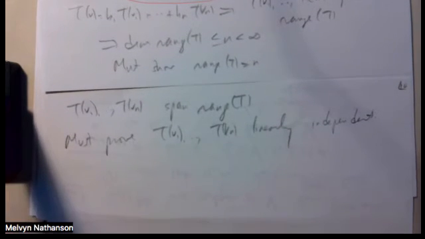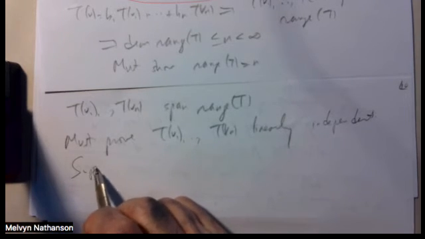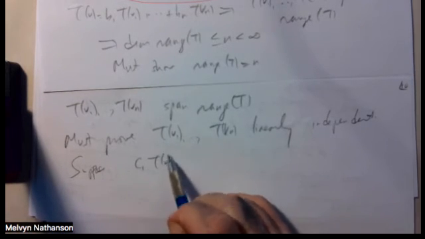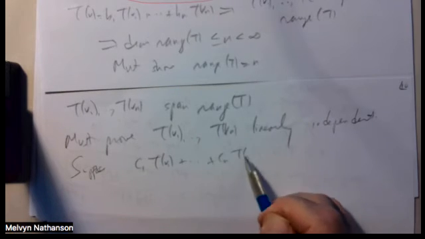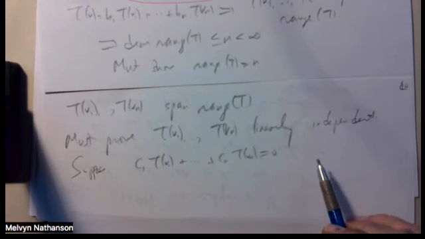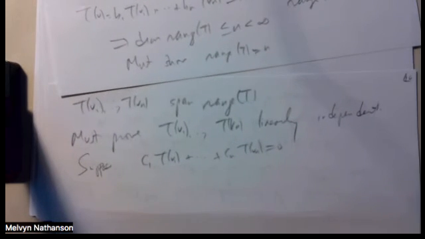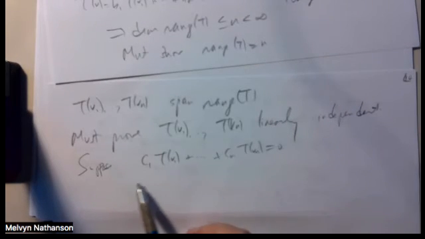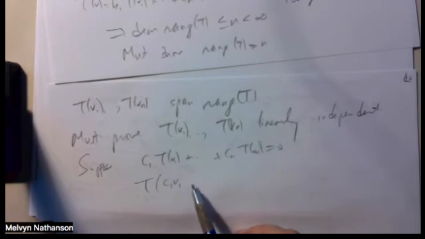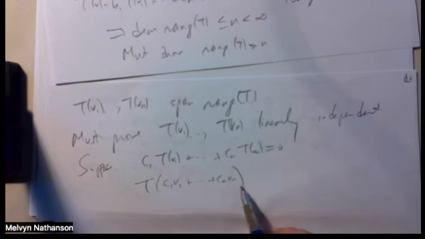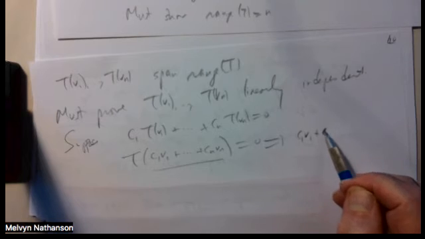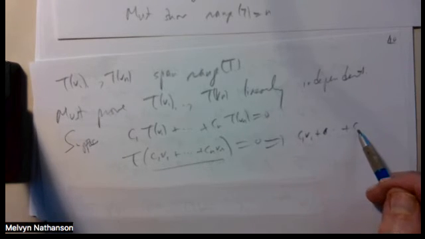Well, how can we prove that? Suppose we have some linear combination c1 T(v1) up to cn T(vn) equal to 0. Because T is linear, this is the same as saying T of the vector c1 v1 up to cn vn is 0. That means this vector c1 v1, c2 v2, and so forth up to cn vn is in the null space of T.